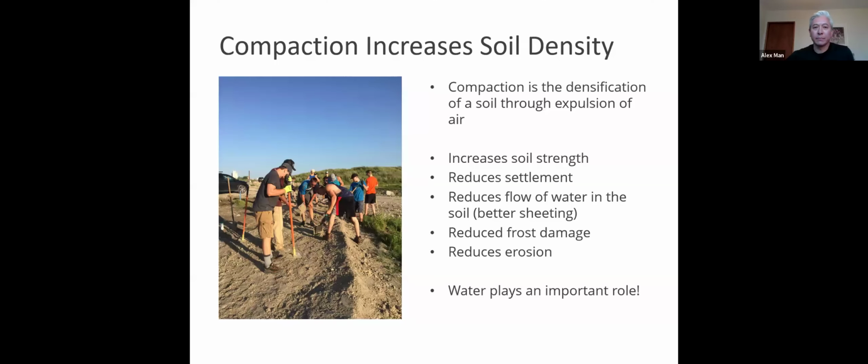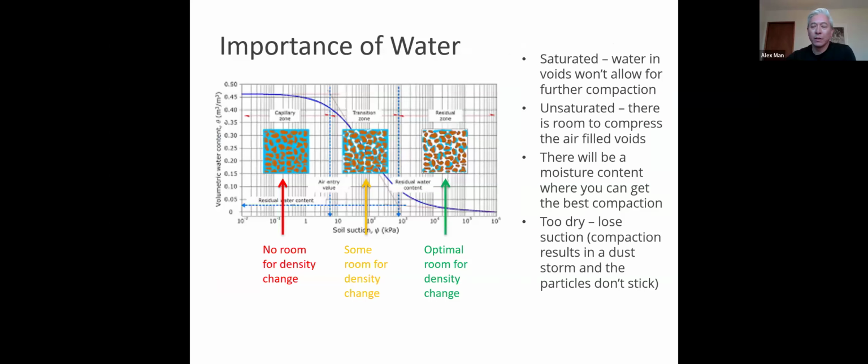So compaction. Compaction is the densification of a soil through expulsion of air. And we want to do it because it increases the soil strength, it reduces settlement, reduces flow of water in the soil, and helps with better sheeting across your trail, reduces frost damage and erosion. So water plays an important role in this.